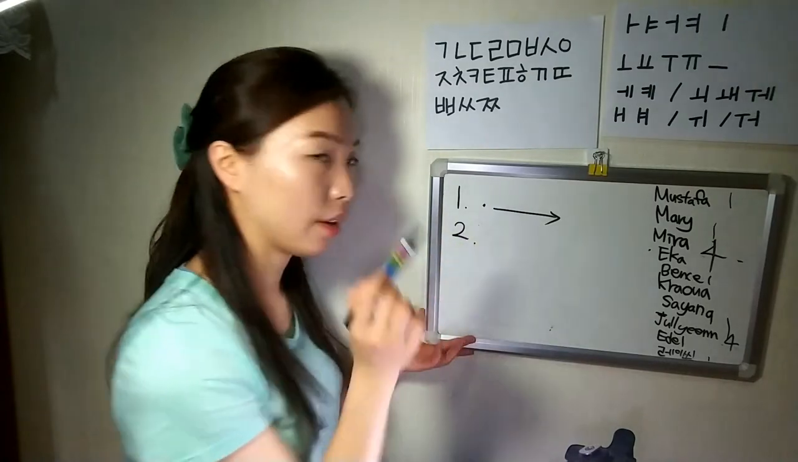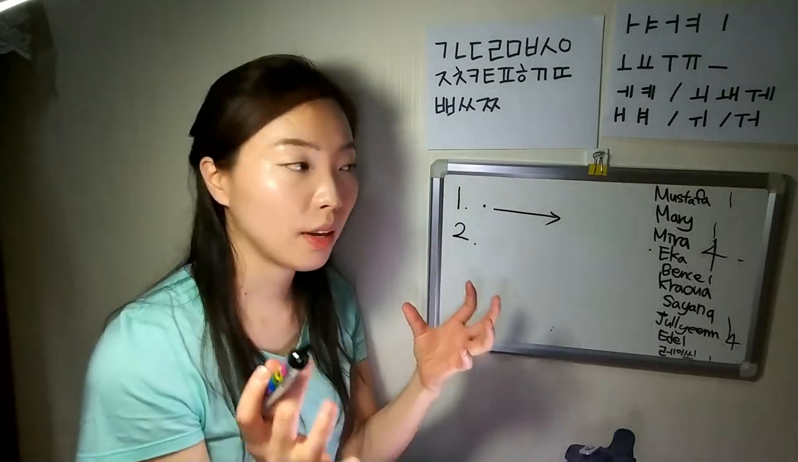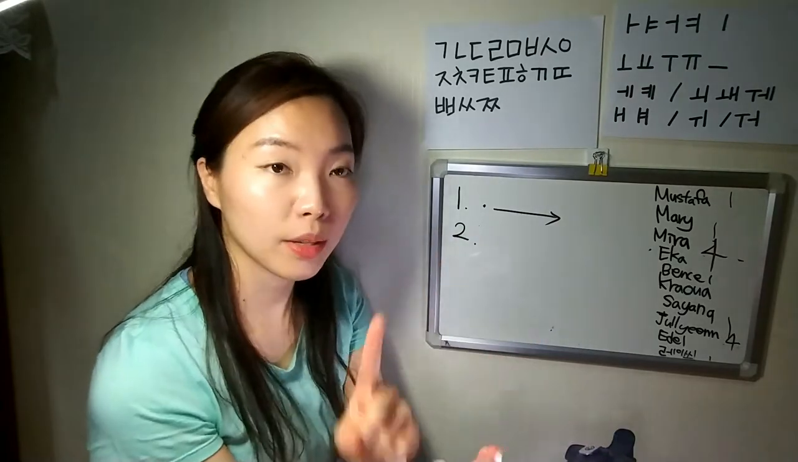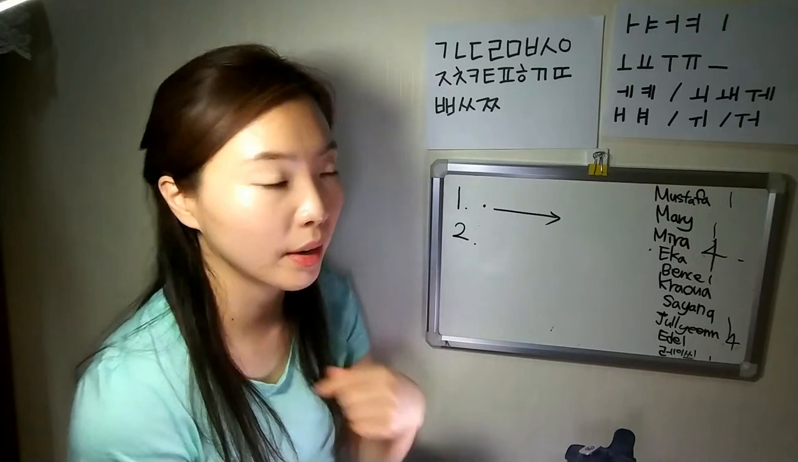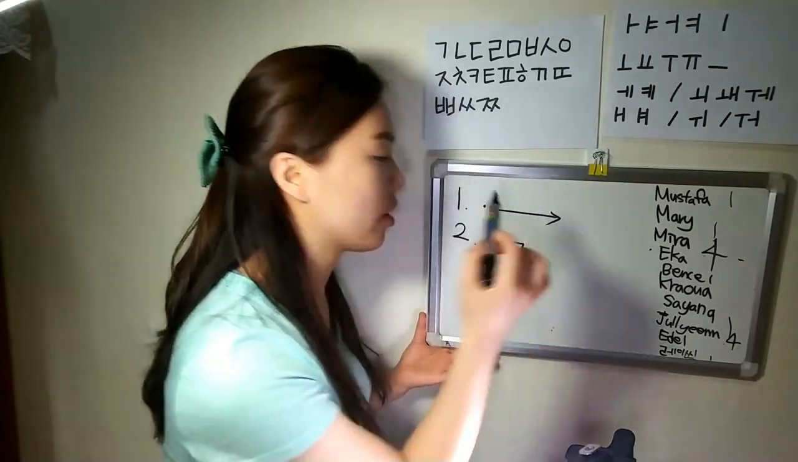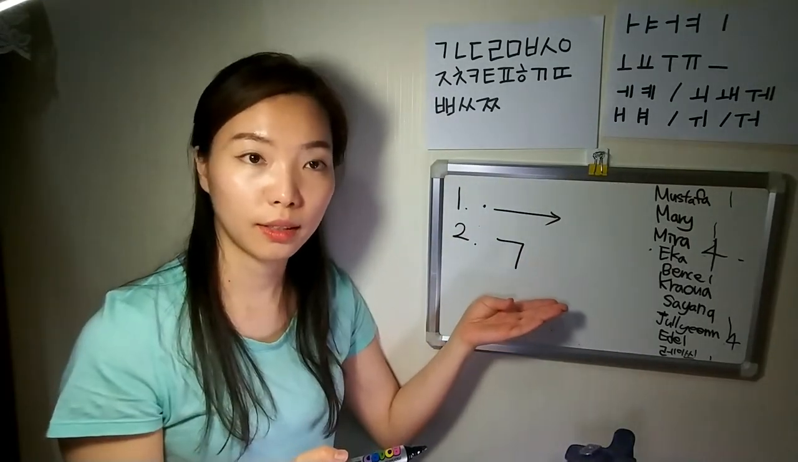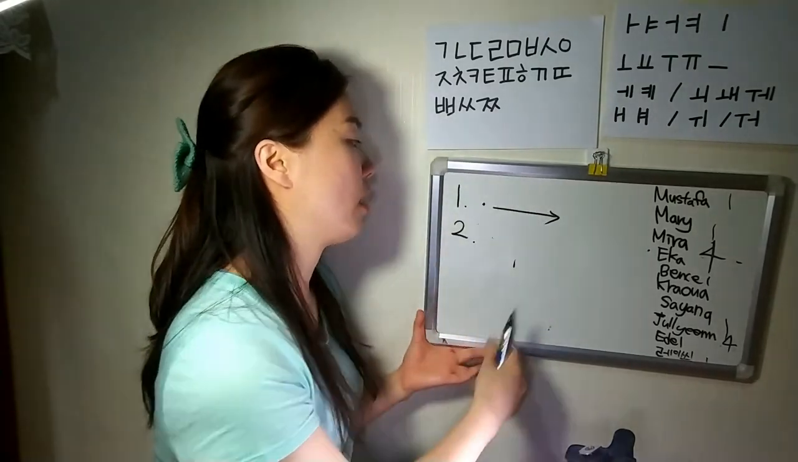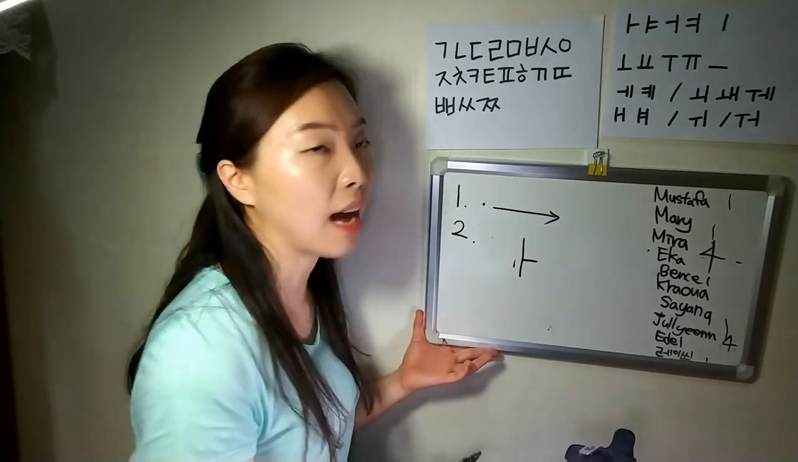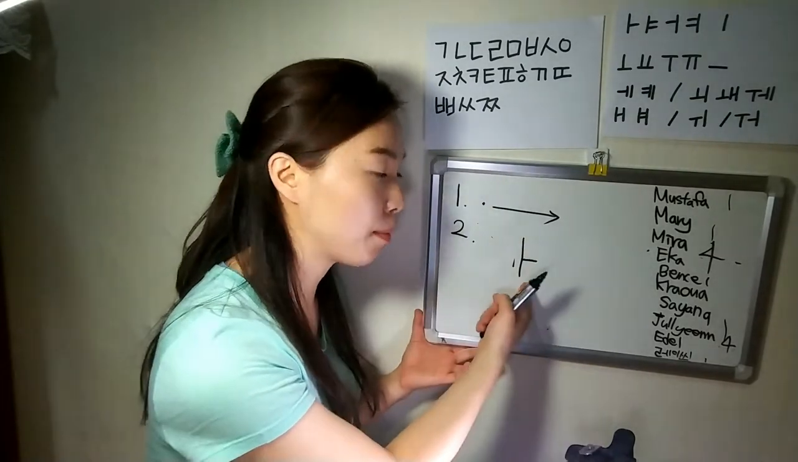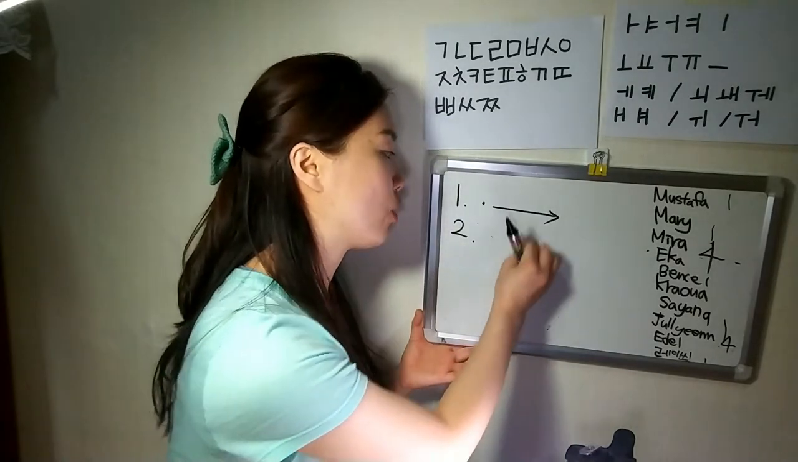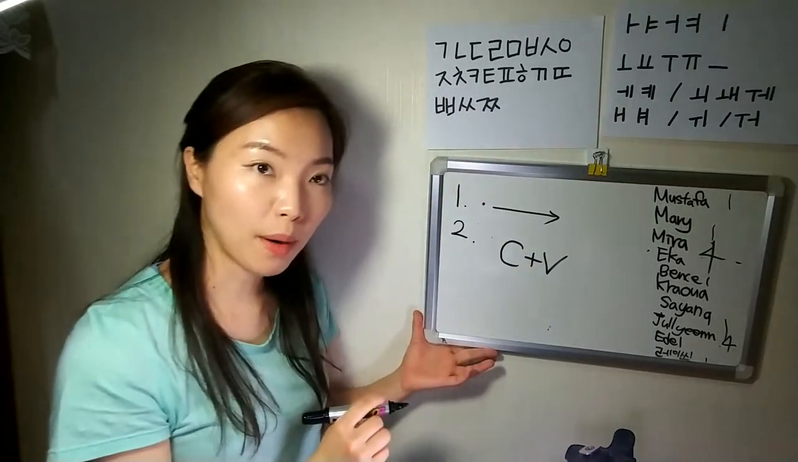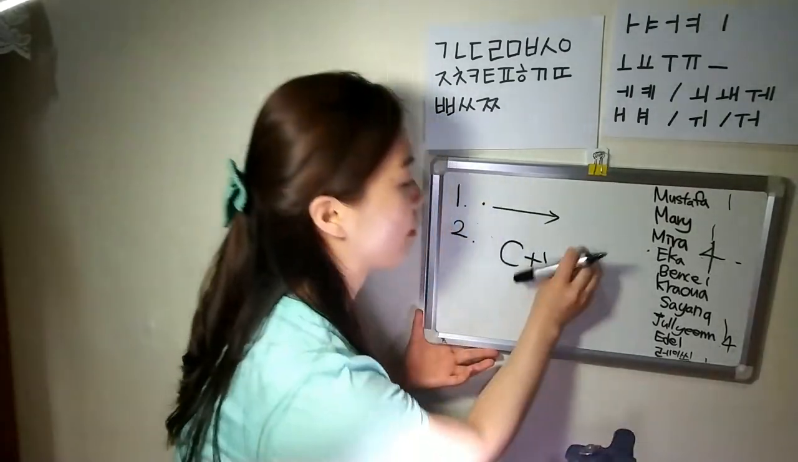Number two, a Korean syllable is made of a combination of at least one consonant and one vowel. If there is just a consonant, it's not a word, it's not a syllable. If you see a single vowel, which is a, this is not a syllable, it's just the vowel a. So to make a syllable, you need at least one consonant and one vowel.